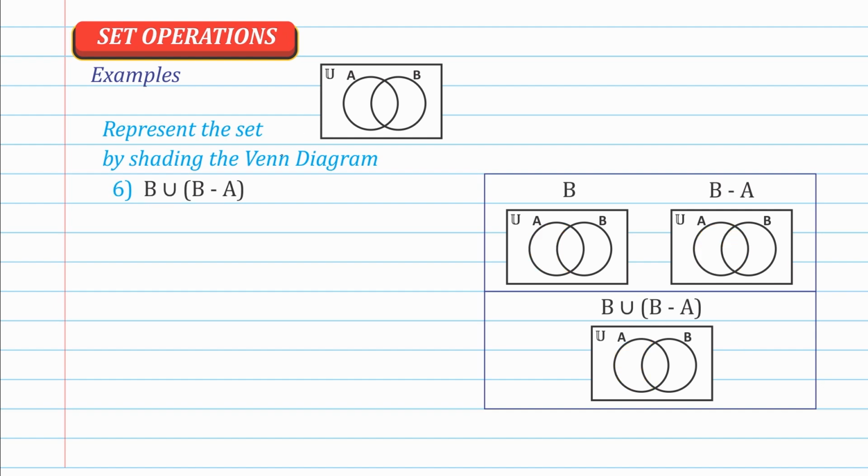Last example. Now, let's get B union the quantity (B minus A). Without knowing any element in the Venn diagram, let's shade and represent this set. So, first and foremost, we have a grouping symbol here. Therefore, let's try and get B minus A first. However, let's do it step by step na rin. Why not try and shade B first? Our Venn diagrams are ready. Let's shade B. Done.